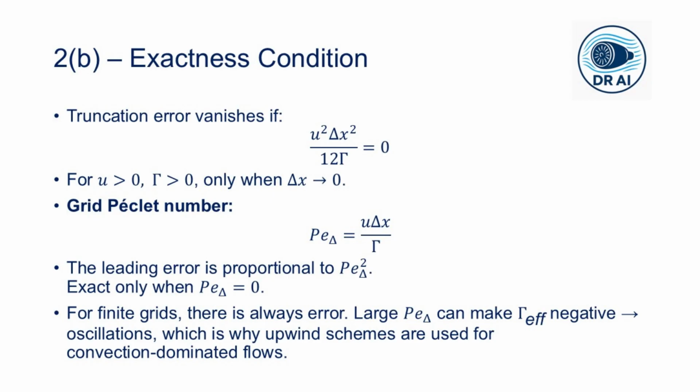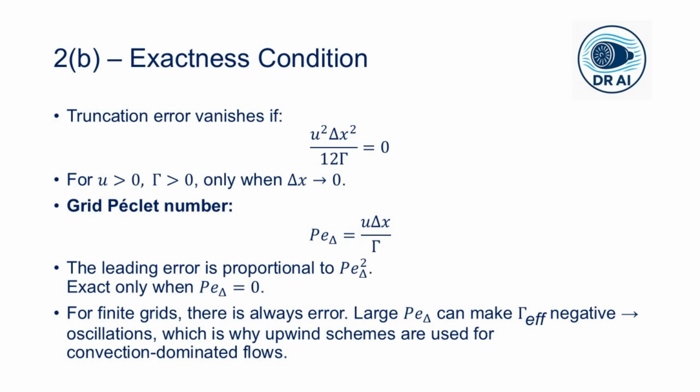Now, the second subpart of this numerical diffusion and dispersion analysis is about the condition for exactness. The truncation error vanishes if the coefficient of the leading term is 0. That is, if we equate u square delta x square divided by 12 times the coefficient half t to 0. For non-zero u and coefficient half t, this only occurs in the limit delta x approaches 0.